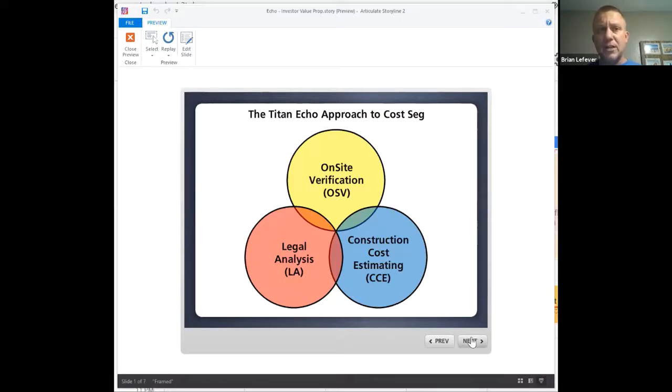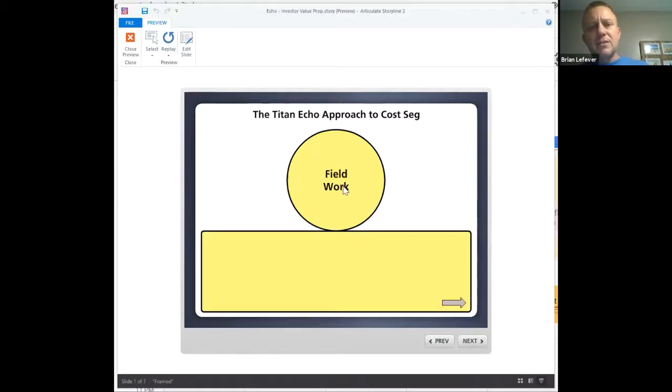To do cost seg, there are 3 pieces of getting the job done. The first piece is called on-site verification. That's their term, or OSV. The law says that we have to verify, we have to prove that those assets exist. We can't just make up numbers.